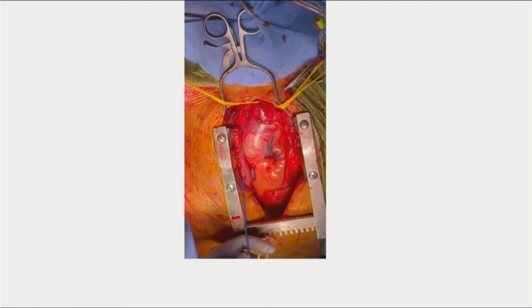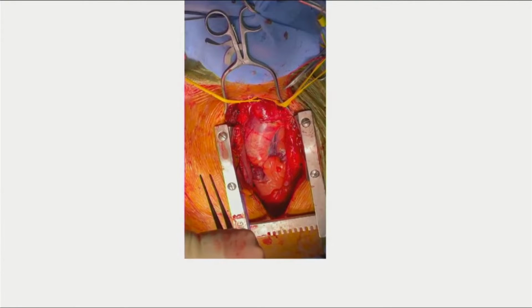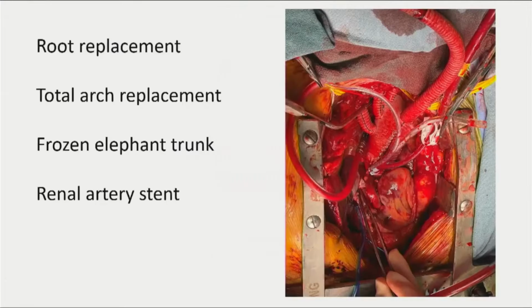This is just a picture from the operating room that we took, a short video, just to give you a sense. This gentleman required basically a replacement of everything, so we replaced his root, the ascending, the arch. Dr. Manunga, who will be speaking later today, was also involved in this case and did what we call a frozen elephant trunk, which is the stenting of the descending. And then he also had to place a stent in his renal artery because he had that blocking of blood flow to the kidney.